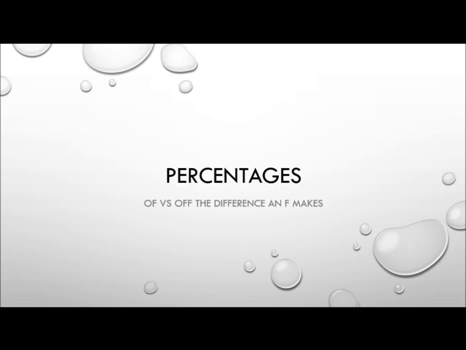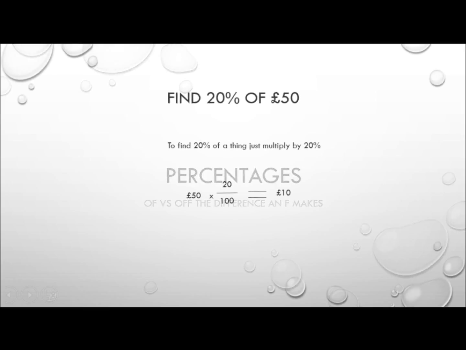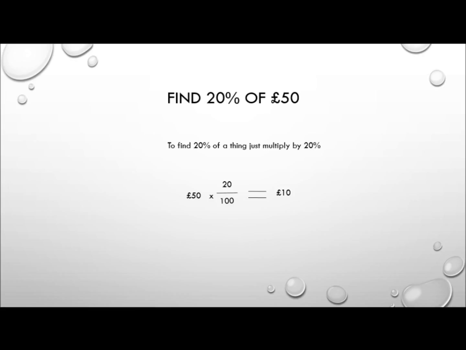In this video we're going to be looking at percentages and the difference between "off" and "of". We might be asked, for example, to find 20% of £50. Well, to find 20% of a thing, just multiply by 20%.